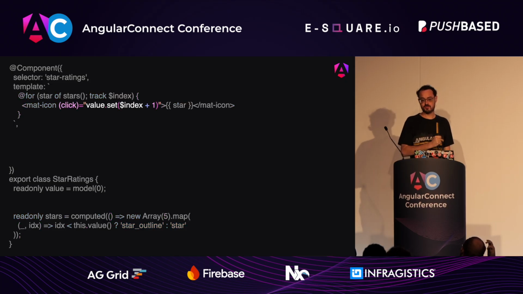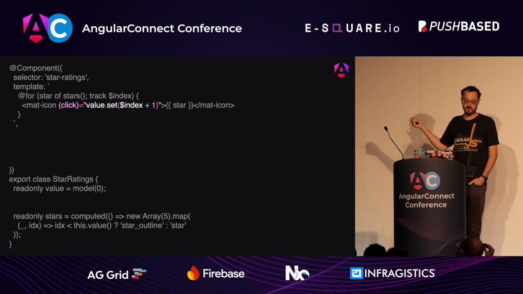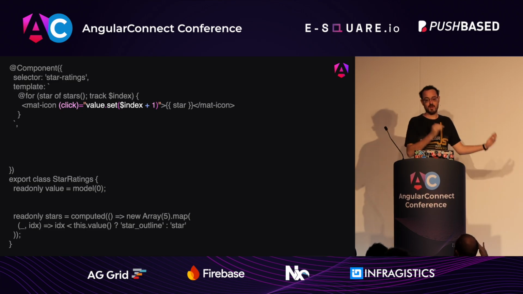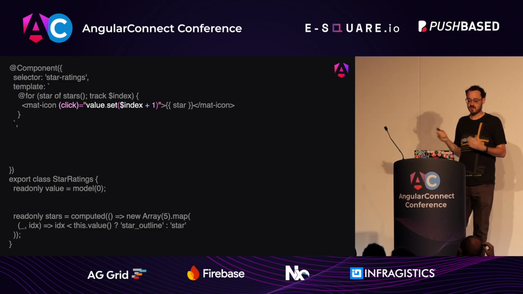Next, we'll want to handle user input. So when a star is clicked, we set the value of the model signal, which both updates our UI and notifies the two-way binding, if there is one, that the parent needs to change, that an update was made.